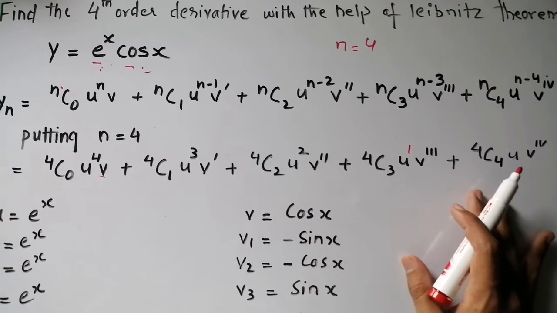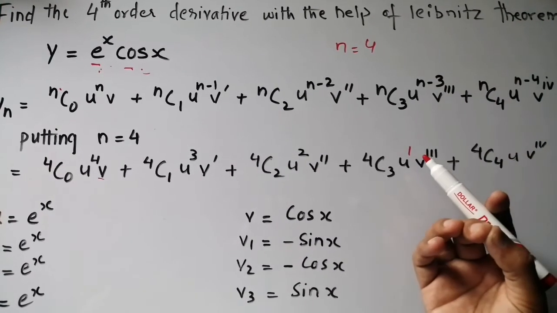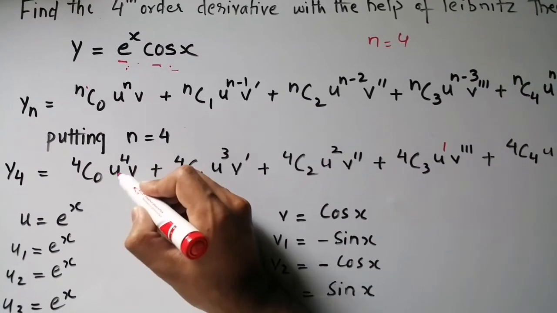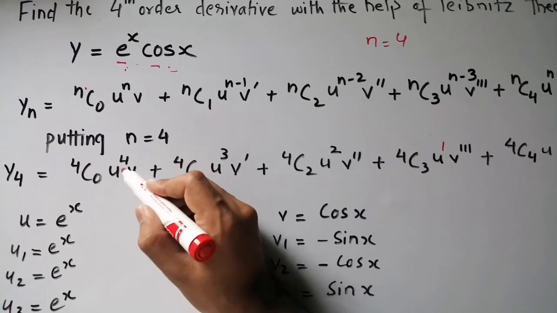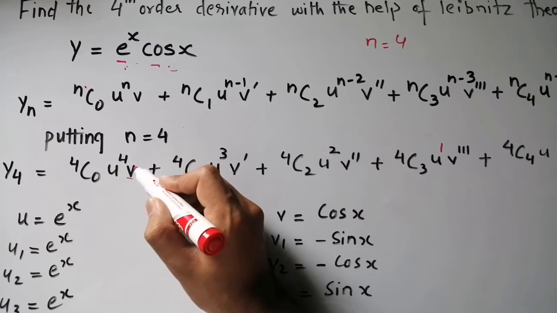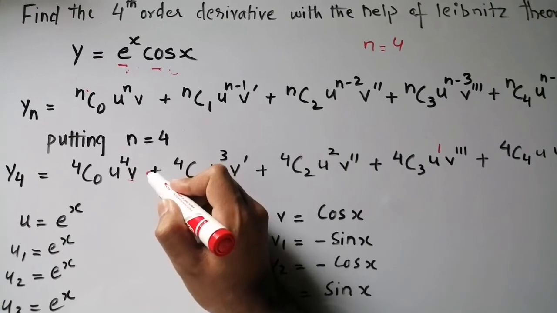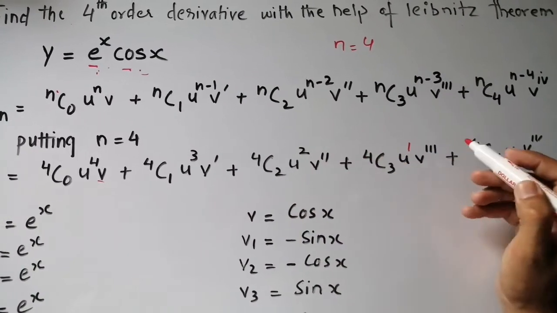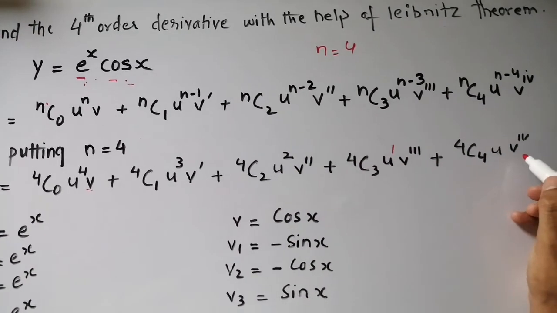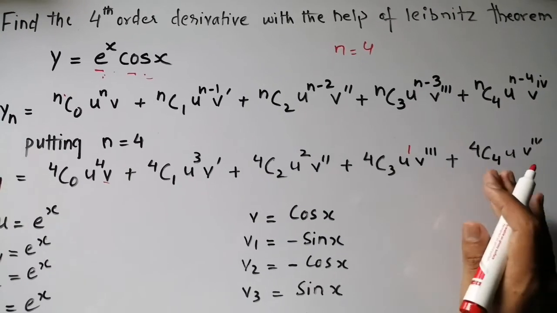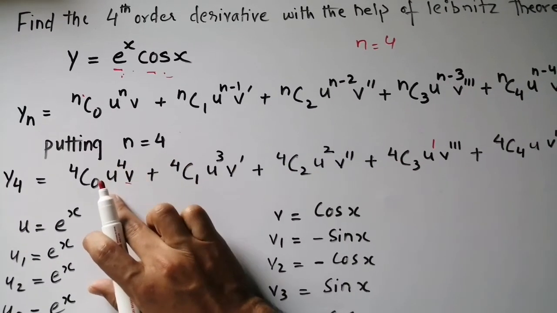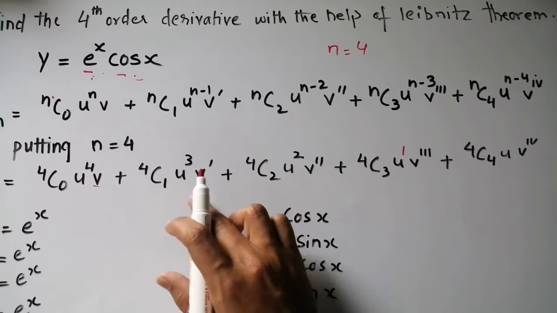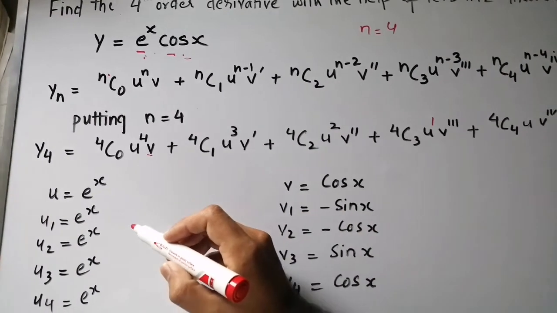So what we are going to do now, we are just going to put the required values that are appearing in this equation. That is the value of 4C0, u4 means the fourth order derivative of u, and v means the simple function, and the first order derivative is going to appear here, and the second order derivative of v here, the third order derivative here, and the very last one is the fourth order derivative of v. So we are going to find the four derivatives for u, that is we are going to differentiate u 4 times, and same is the case for v, we are going to differentiate v also 4 times. I have already done that.